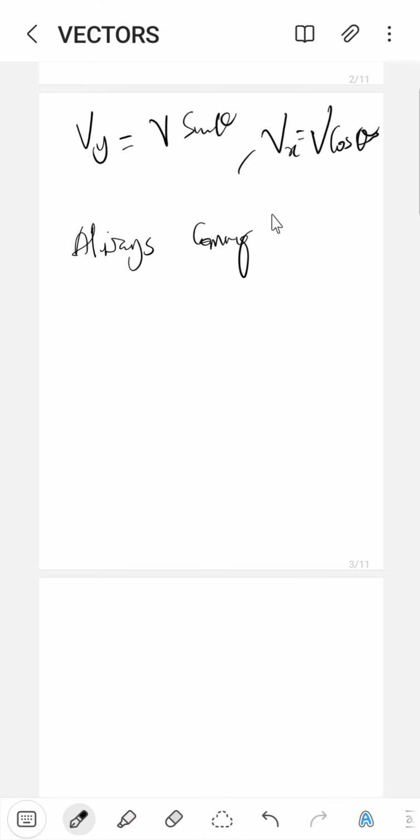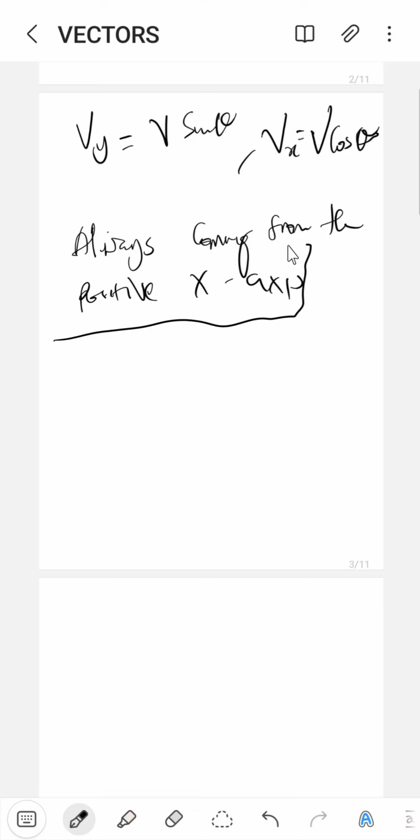The direction is always coming from the positive x-axis. This is very important to take note of. If you are given an angle from the negative x-axis, you have to find a way of getting the positive angle from the positive x-axis. The angle you should always consider for a vector is the one measured from the positive x-axis. Very, very important. We will look at how important this is in the following question, but for now we are just finding the components.